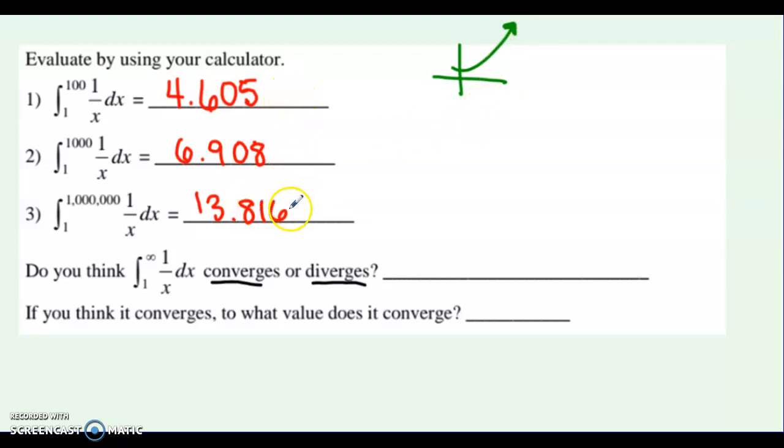So if we're looking at this sum, it keeps on going, and it keeps on going to infinity. So we're going to say that this integral diverges. And it diverges to infinity. It keeps getting larger and larger.